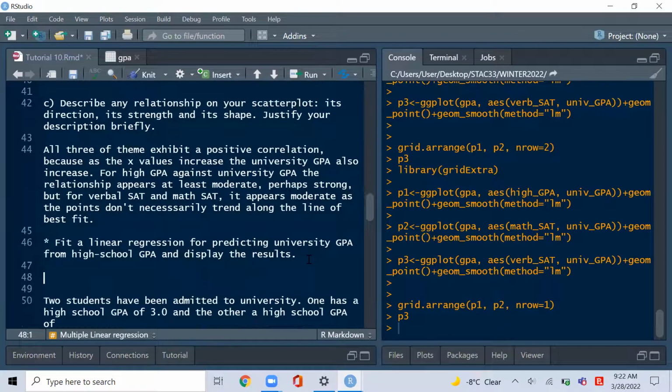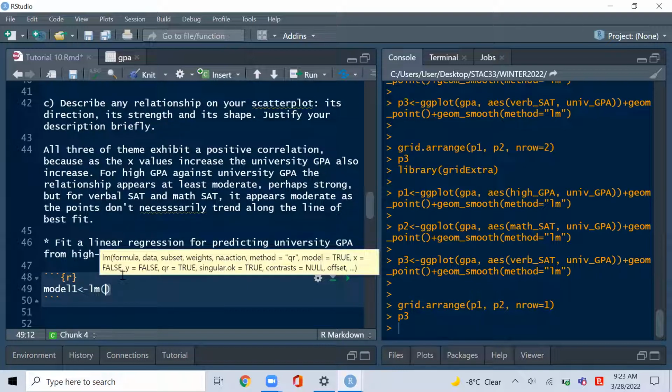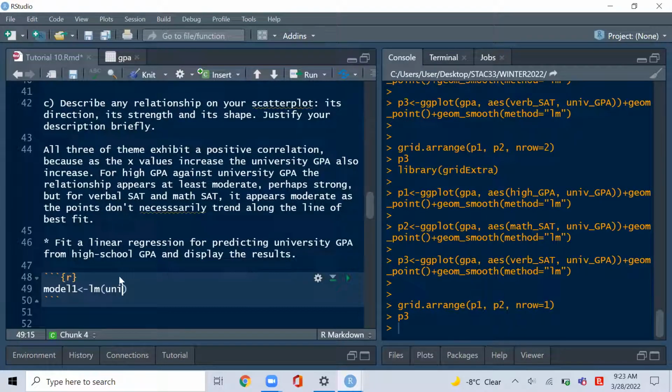So now we're going to fit. Here we're going to do a simple linear regression. Note that when you say fit a line, this is a simple linear regression. So I want to fit high school GPA against university GPA. This is a simple linear regression. So I'm going to call it model 1. Okay. So let's see what we get.